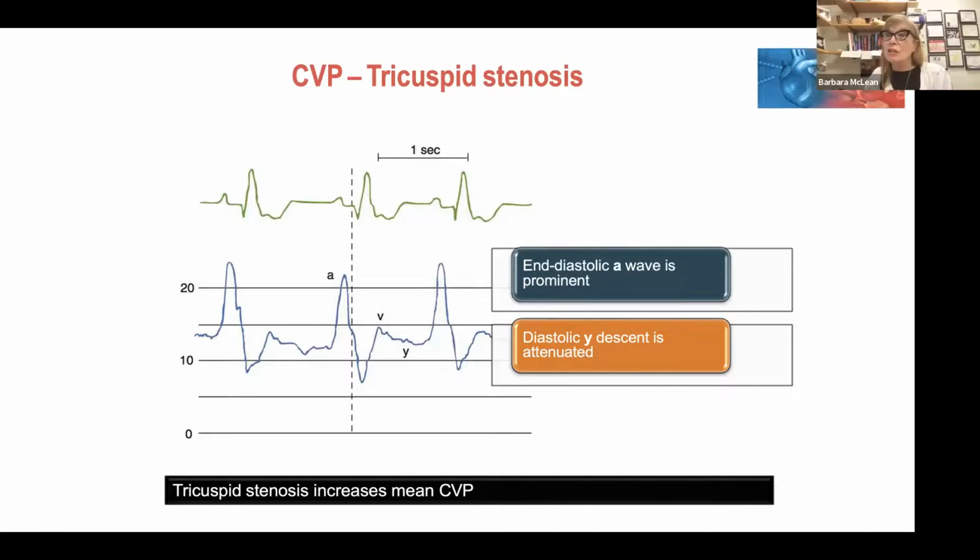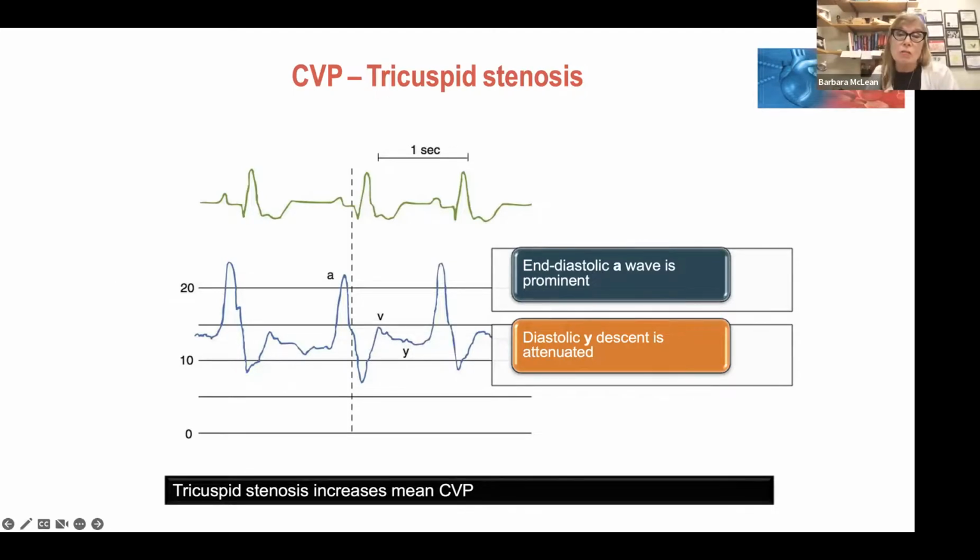Now, when your valve is stenotic, you're going to expect that A wave to be big. And that means that now look at your pressure in your CVP. I just told you it's not phasic. It looks phasic here. Big up, big down, big up, big down. But you should never see that in central venous pressure.